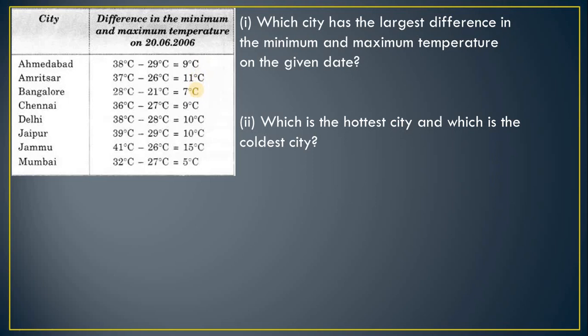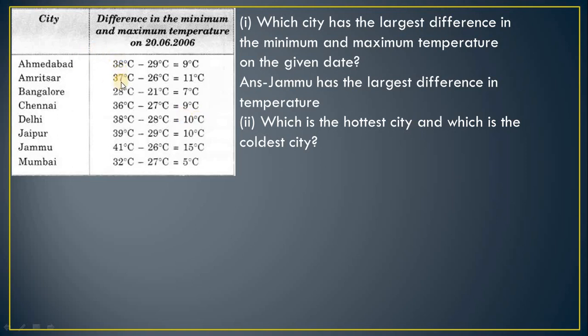Which city has the largest difference between the minimum and maximum temperature? Largest difference means clearly visible. Here 15 degrees Celsius is the largest difference. Which city has it? Jammu has the largest difference in the temperature. So from this table you can give the answer, and from the graph also you can give the answer. Which is the hottest city and which is the coldest?